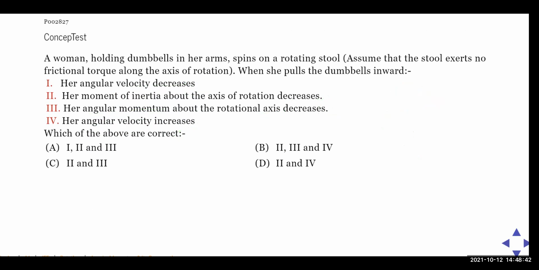Most of you gave the correct answer. 9 of you gave the correct answer. Okay, very good. Tell me, did everyone understand? Yes or no? Basic concepts, basic concepts. Okay.